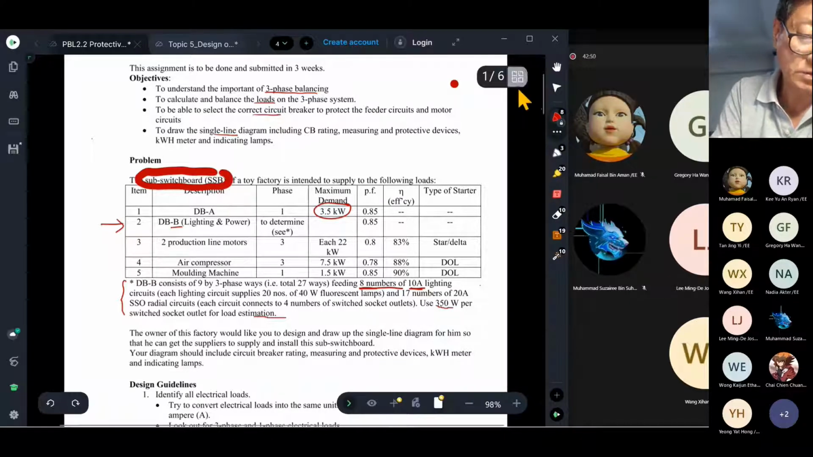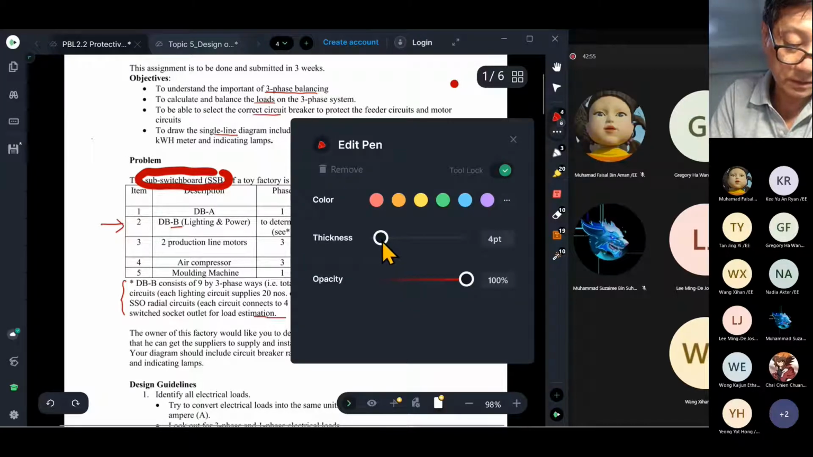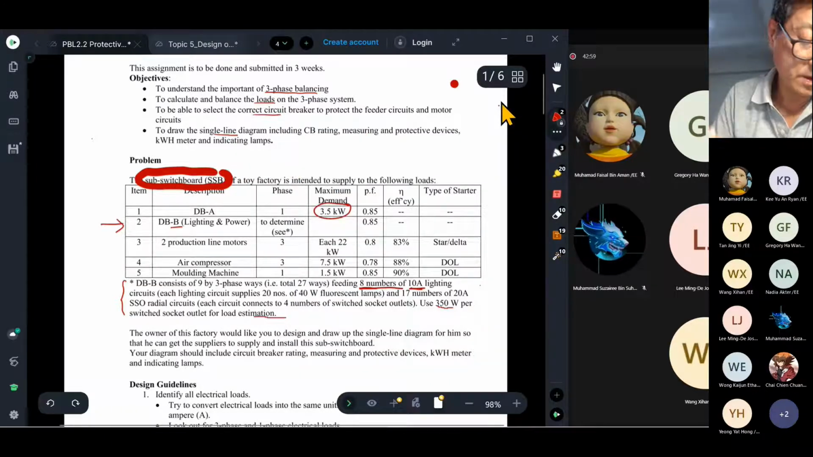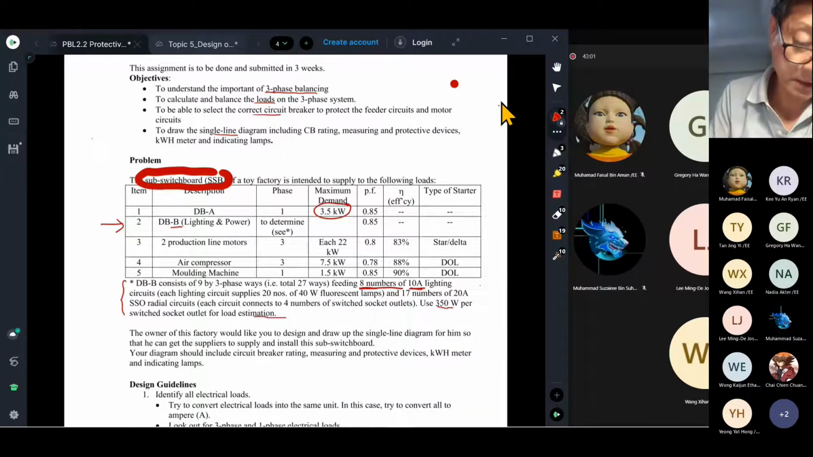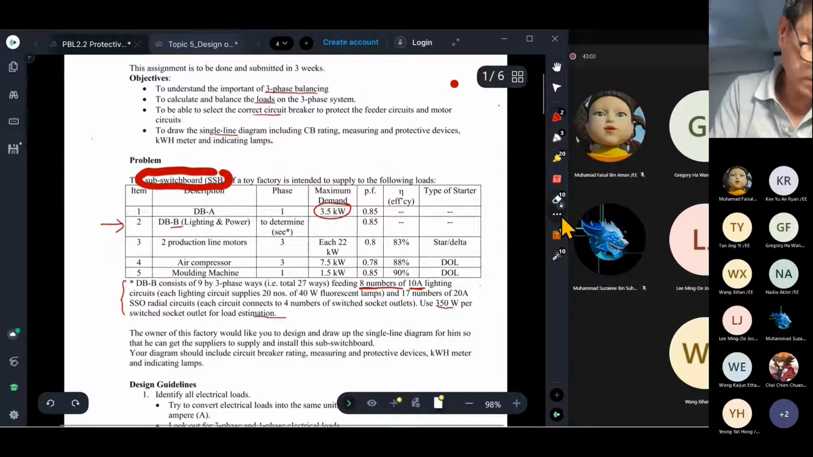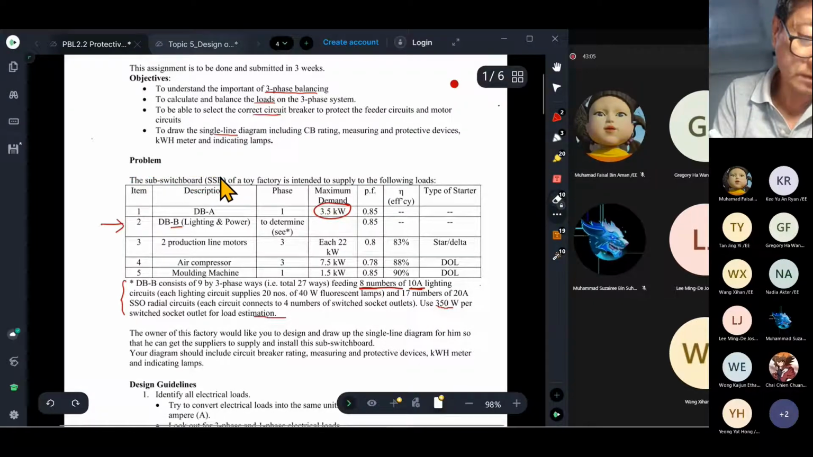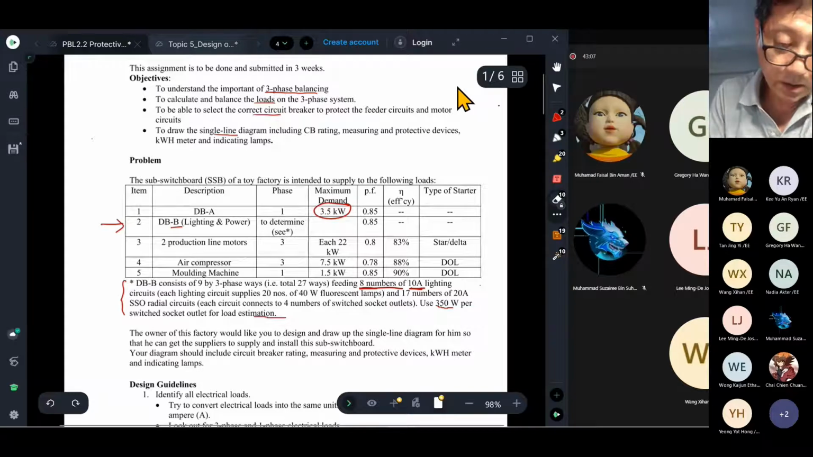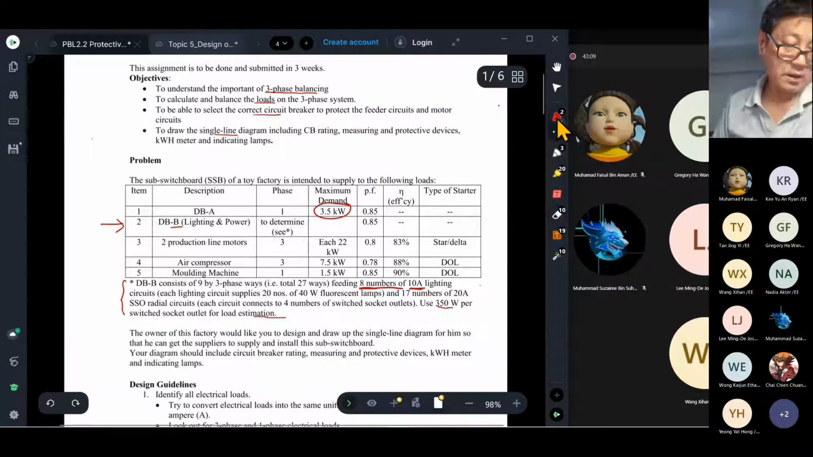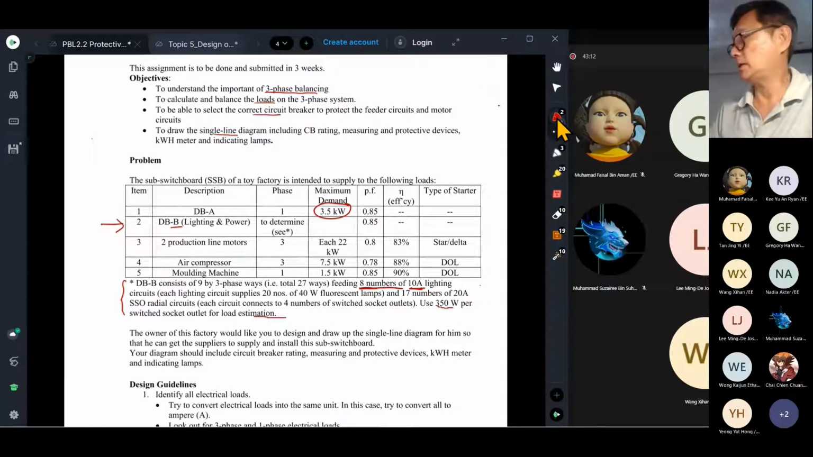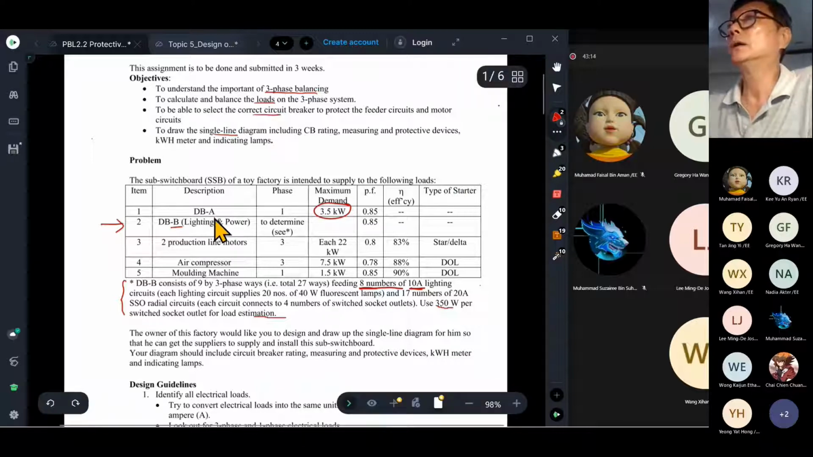Wow, the pen is so thick. We are dealing with a switchboard, which is something that somebody can say, tell me whether this thing is a switchboard or not. Okay, all right.